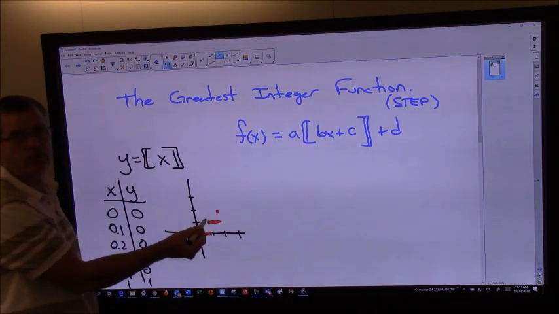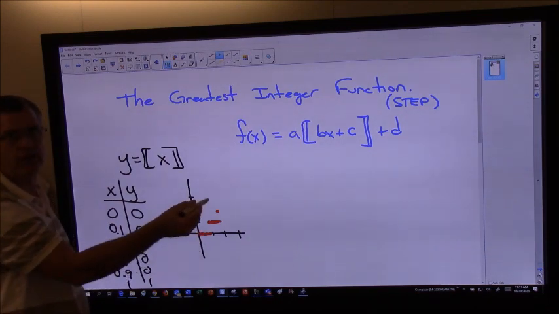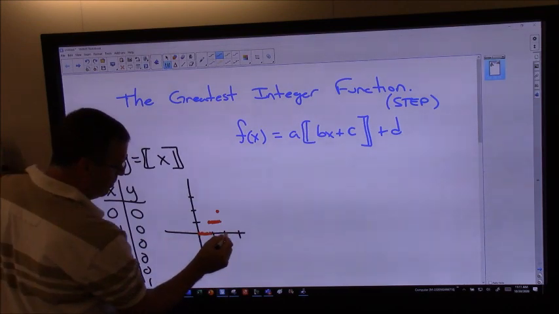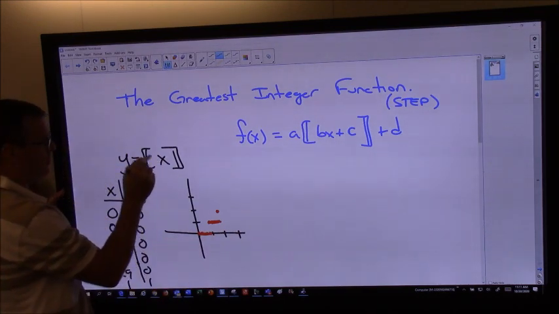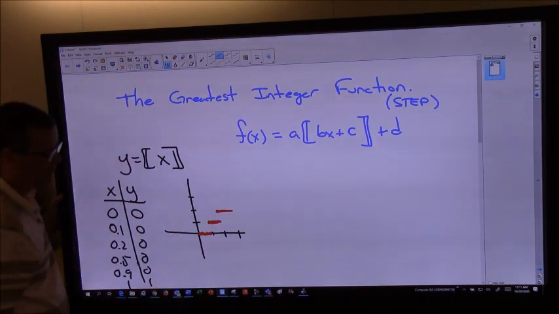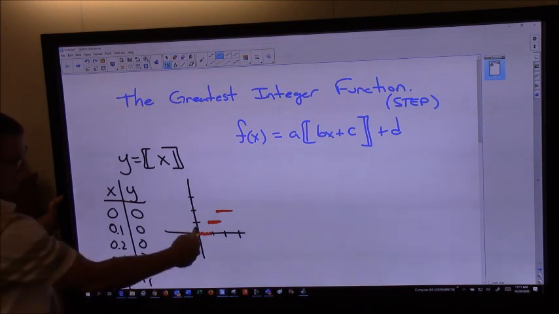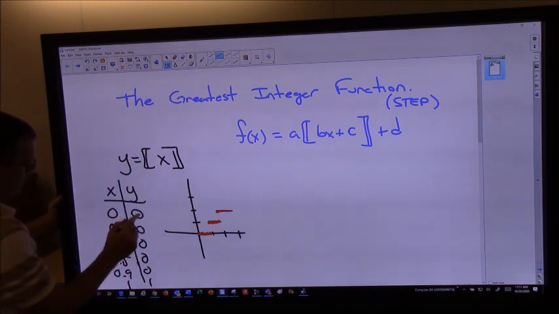2.2, what's the greatest integer? 2. 2.5, 2. 2.7, 2. 2.8, 2. So everywhere in here, all these decimal numbers, when I plug them into this greatest integer function, what I get for a y value is just 2. And the pattern continues this way as well. Let me go back and erase.